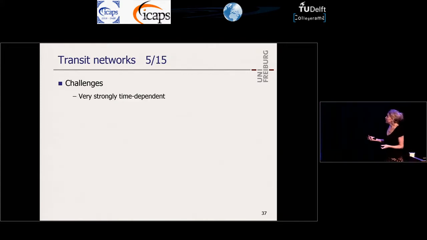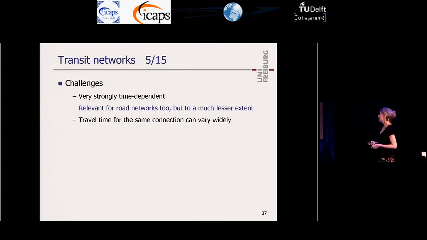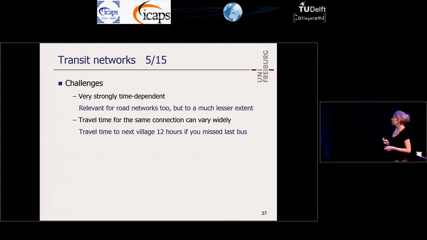So what are the challenges? Now this is very strongly time dependent. You can have this for road networks too. Most navigation devices don't really do it, just in a very trivial way, but to a much lesser extent. For transit networks it's inherent, right? The travel time, that's a huge difference. Let me explain very briefly what's the problem. You don't have this in road networks.